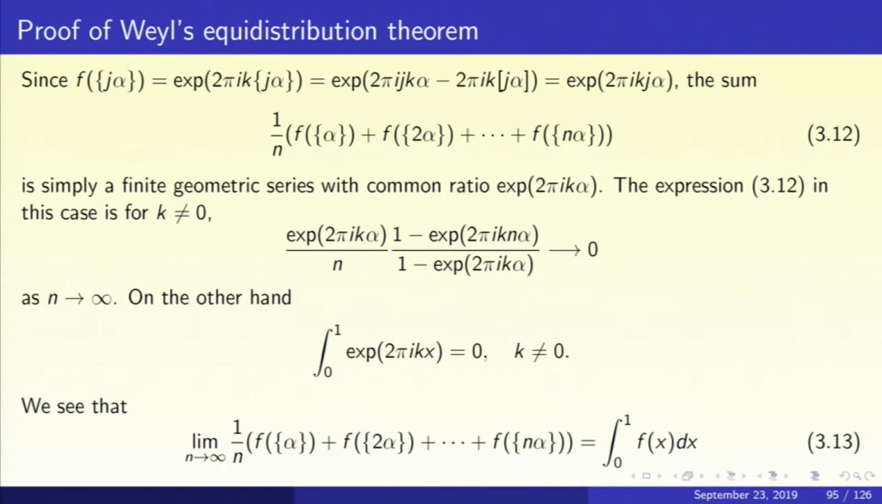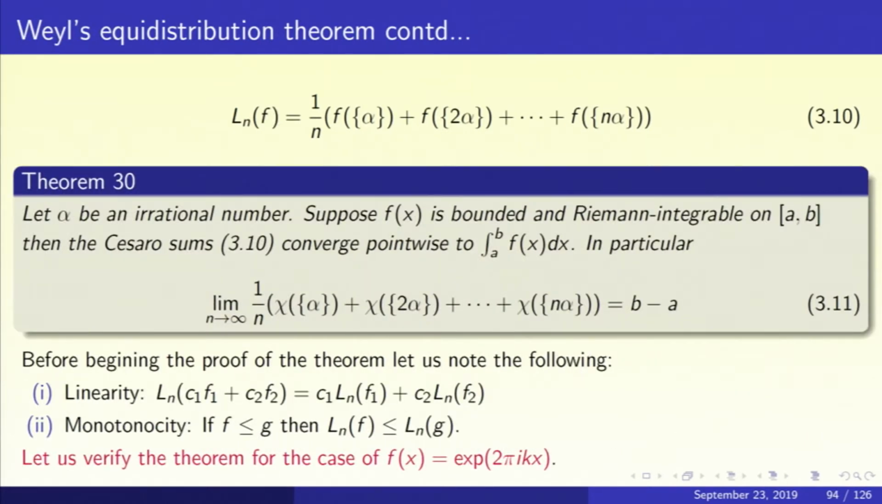So the theorem is trivial when f of x is the constant function 1. Now use linearity of ln. You see it on the slide: ln of C1 F1 plus C2 F2 equals C1 ln F1 plus C2 ln F2.